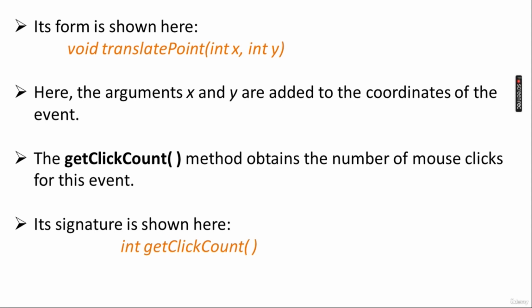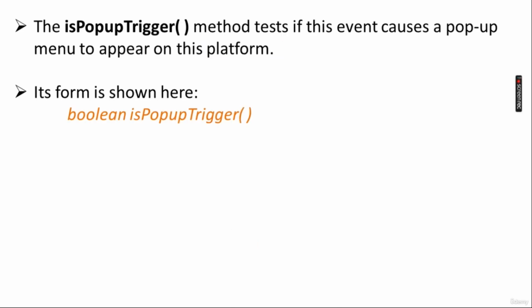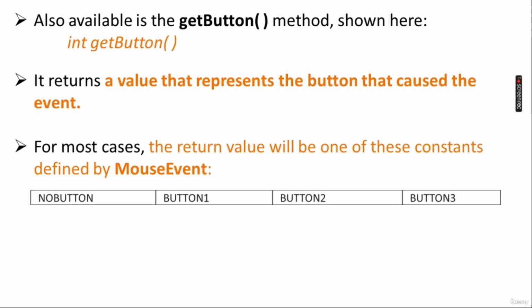So integer getClickCount tells how many times the mouse was clicked. The isPopupTrigger method tests if this event causes a pop-up menu to appear on this platform. Boolean isPopupTrigger will return true or false. Also available is the getButton method. It returns a value that represents the button that caused the event, that is, which button caused the particular mouse click event. The return value will be one of these constants, defined by MouseEvent: NOBUTTON, BUTTON1, BUTTON2, BUTTON3.